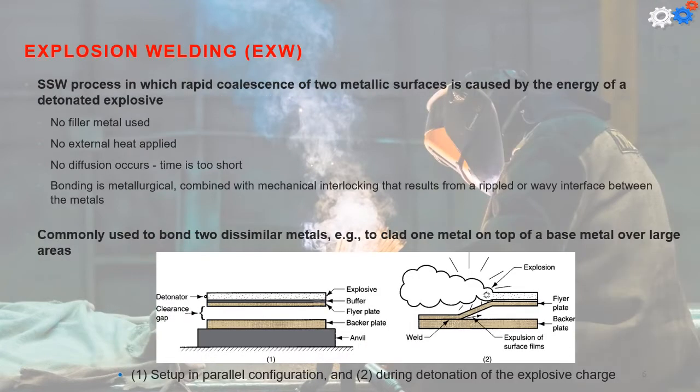In explosion welding, a rapid coalescence of the two metallic surfaces is caused by the energy of a detonated explosive. No filler metal is used, no external heat is applied, and no diffusion occurs, because the time is too short for that. The bonding is metallurgical, combined with a mechanical interlocking that results from the rippled or wavy interface between the two metals. It is only used to bond two dissimilar metals, for example, to clad one metal on top of a base metal over a large area.